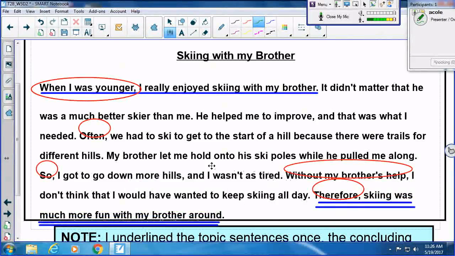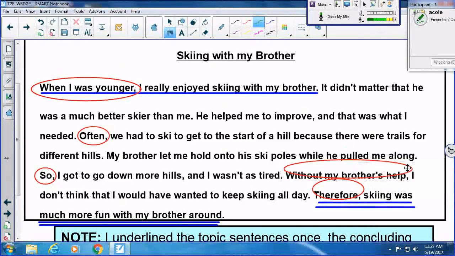All right, when I was younger, I really enjoyed skiing with my brother. It didn't matter that he was a much better skier than me. He helped me to improve, and that was what I needed. Often, we had to ski to get to the start of a hill because there were trails for different hills. My brother let me hold on to his ski poles while he pulled me along. So I got to go down more hills, and I wasn't as tired. Without my brother's help, I don't think that I would have wanted to keep skiing all day. Therefore, skiing was much more fun with my brother around.